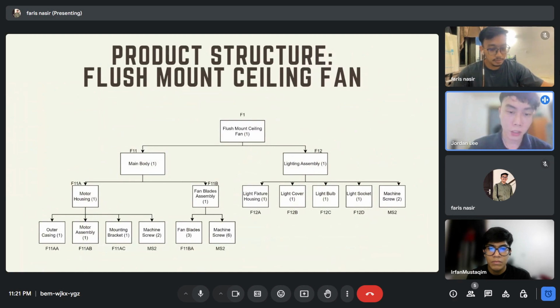So this is the product structure of the first product. Mainly it will be made out of one main body and also a lighting assembly. For the main body, there will be the motor housing and also the fan blades assembly. While the lighting assembly will be built up with the light fixture housing, light cover, light bulb, light sockets, and machine screws.